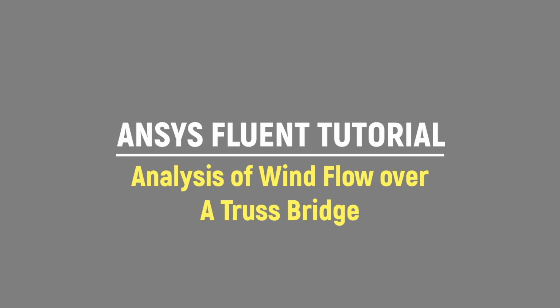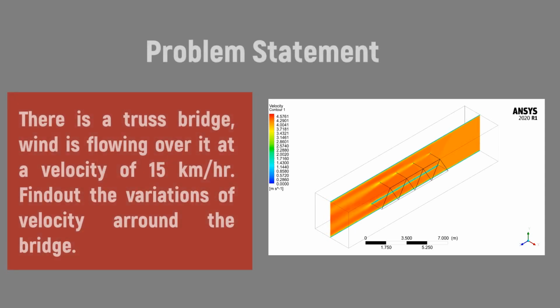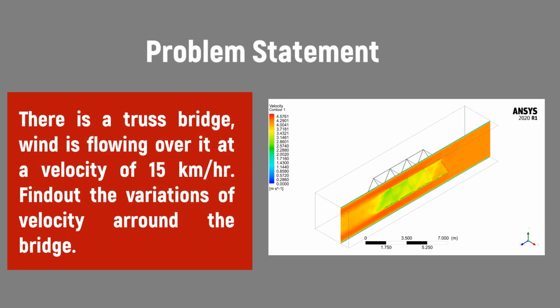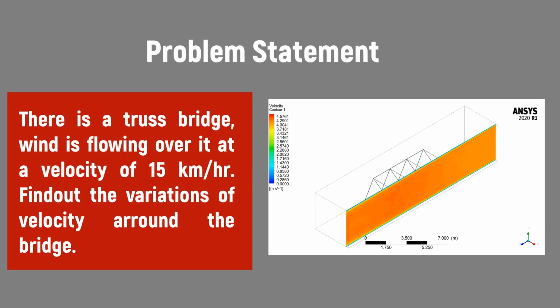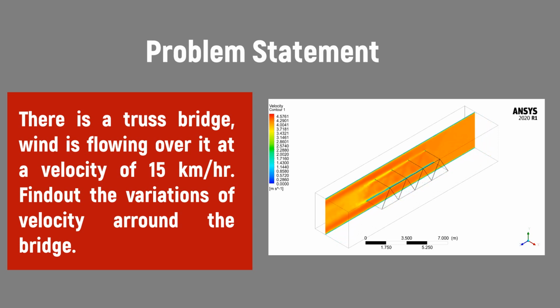In this demonstration, we will analyze the wind flow over a truss bridge. There is a truss bridge, and we need to find out the velocity variations across the bridge. The wind velocity is 15 km per hour.